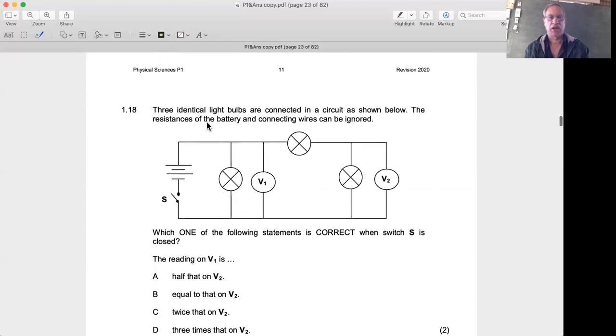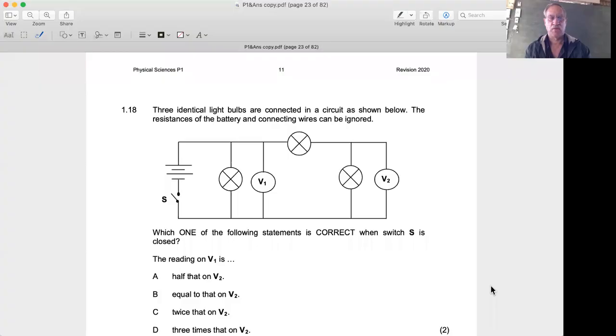Three identical light bulbs. Okay, I just want to have a look and see. No, there's still nobody there. So let's have a look here.